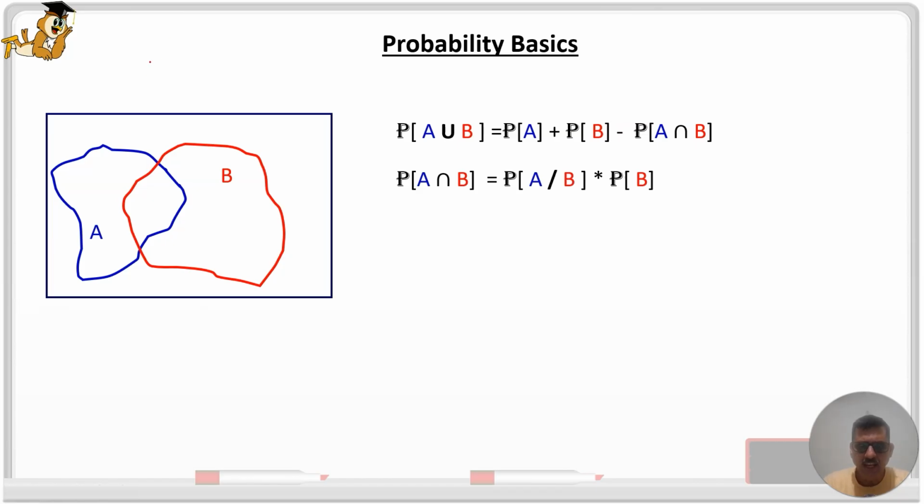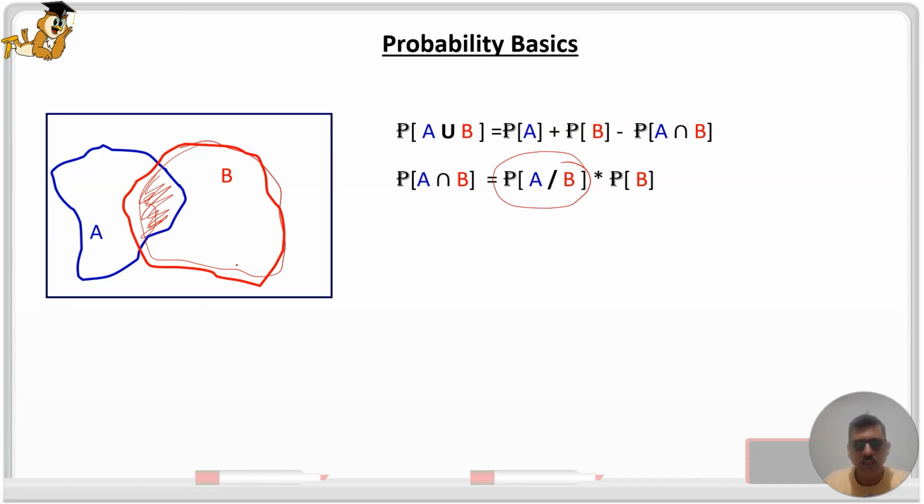Similarly, A intersection B is the probability of A given B multiplied by the probability of B. Now, this is called a conditional probability. Probability of A given B is the probability that the event A occurs given that the event B has already occurred. So in terms of ratios, it would be the ratio of the area of this intersection divided by the area inside the red figure.